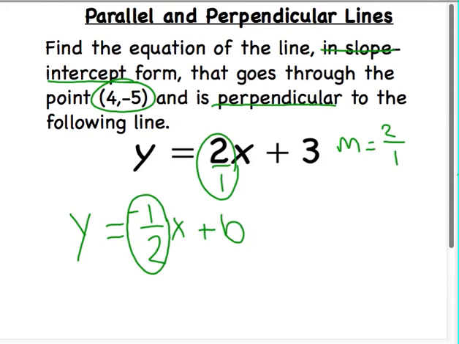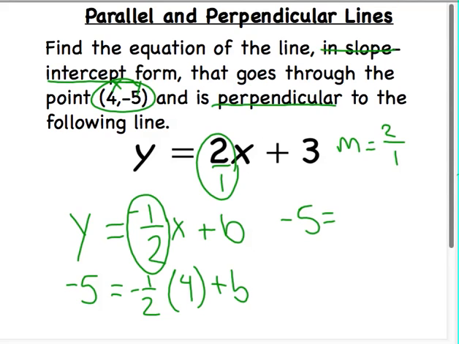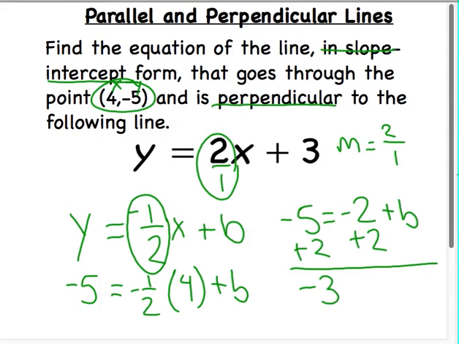So instead of y, I'm going to write -5, because that is the y value, and 4 is the x value. So we get -1/2 is the slope. We're going to put in 4 for the x value, plus b. So this gives me -5 equals -1/2 times 4. Well, 4 times 1 is 4, 4 divided by 2 is 2. So we get -2 plus b. Solve for b, add 2 to both sides. -5 plus 2 is -3.